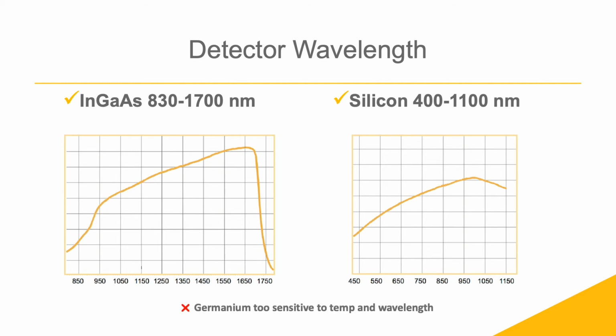It should also be pointed out that germanium detectors cover a similar wavelength as InGaAs. However, they are not preferred due to their poor temperature stability and sensitivity to small variations in source wavelengths around 1550 nanometers.